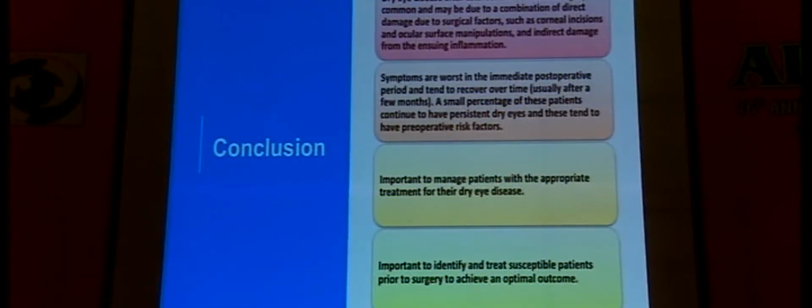So in conclusion, dry eye disease after cataract and refractive surgery is common, and it may be due to a combination of direct damage from surgical factors, such as corneal incisions and ocular surface manipulations, and indirect damage from the ensuing inflammation. The symptoms are worse in the immediate post-op period, and they tend to recover over time, usually after a few months. A small percentage of these patients continue to have persistent dry eyes, and these tend to have preoperative risk factors. So it is important to manage patients with the appropriate treatment for their dry eye disease.